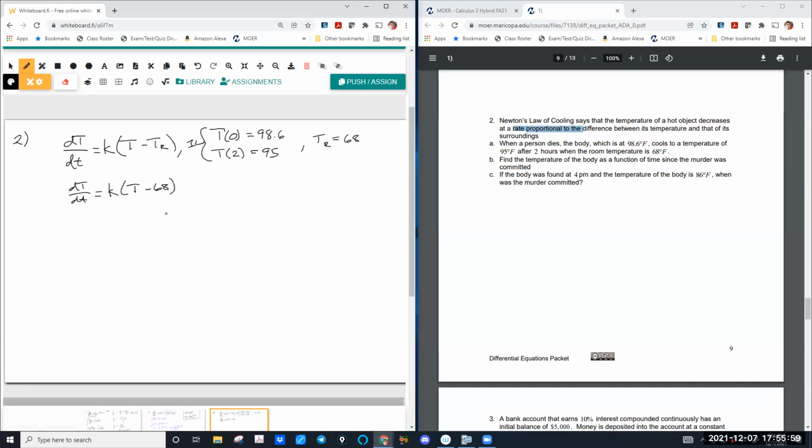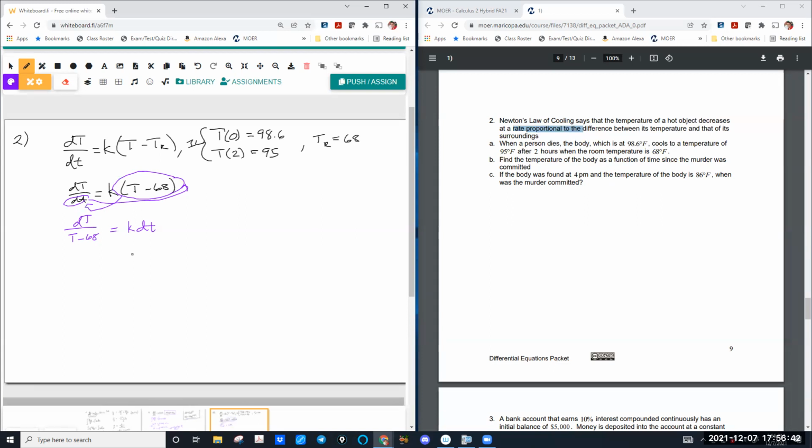So, all right, we've got our differential equation set up. Now it's time for separation of variables. I'm going to leave the K on this side, but I've got to move this whole thing because I can't just move the T. So that's what I was talking about in the last one, where you got to move the whole thing. So when I separate, I'm going to have dT over T minus 68 equals k little dt. So that's taking this guy, putting it here, taking this guy and putting it here. So that's our separation of variables.